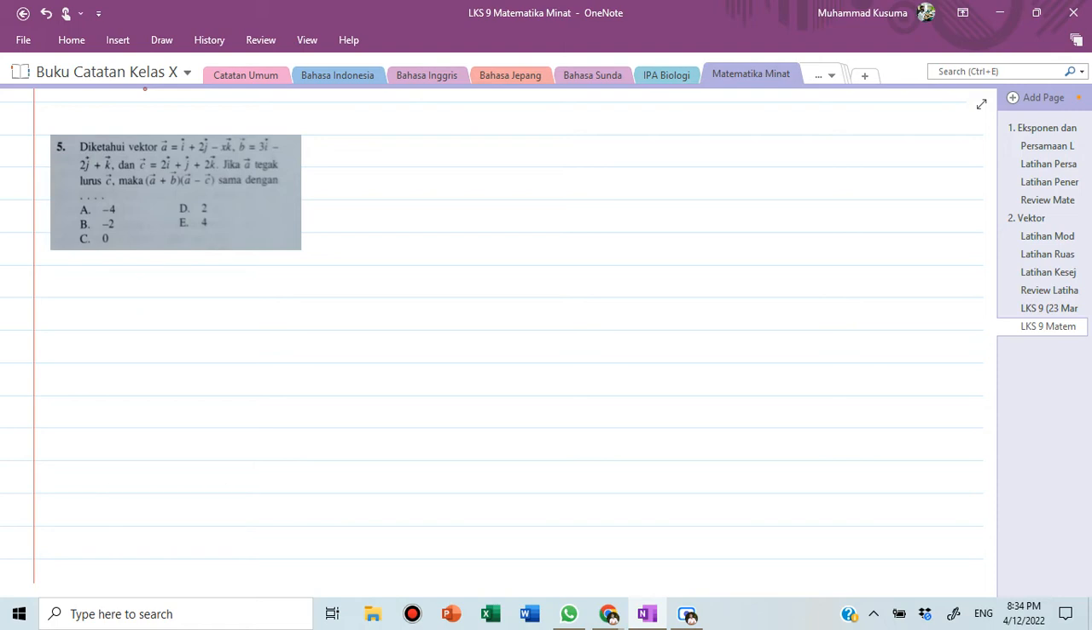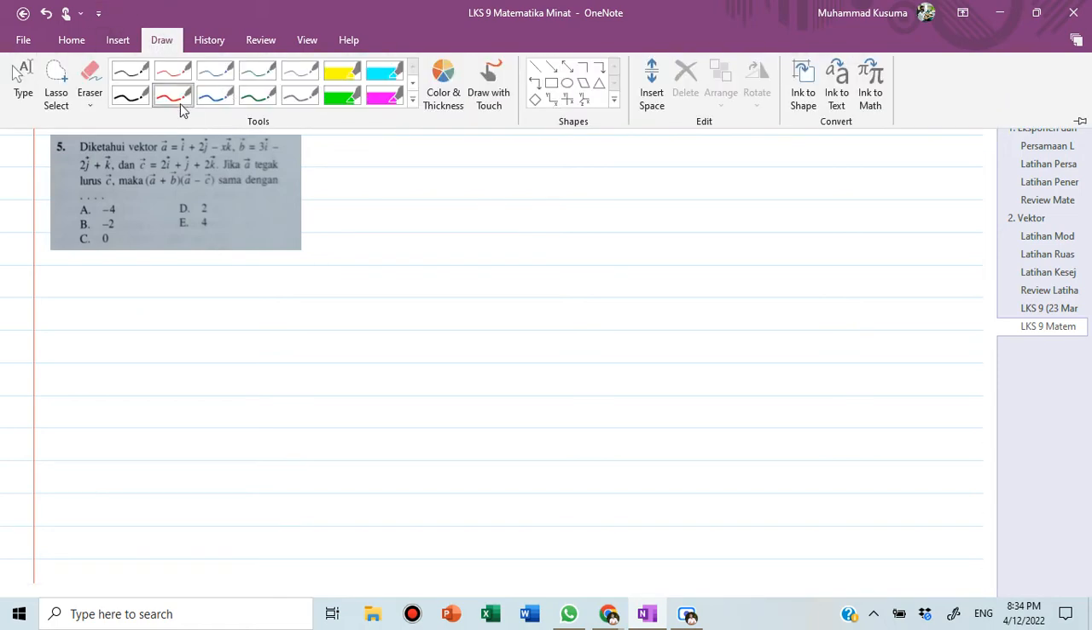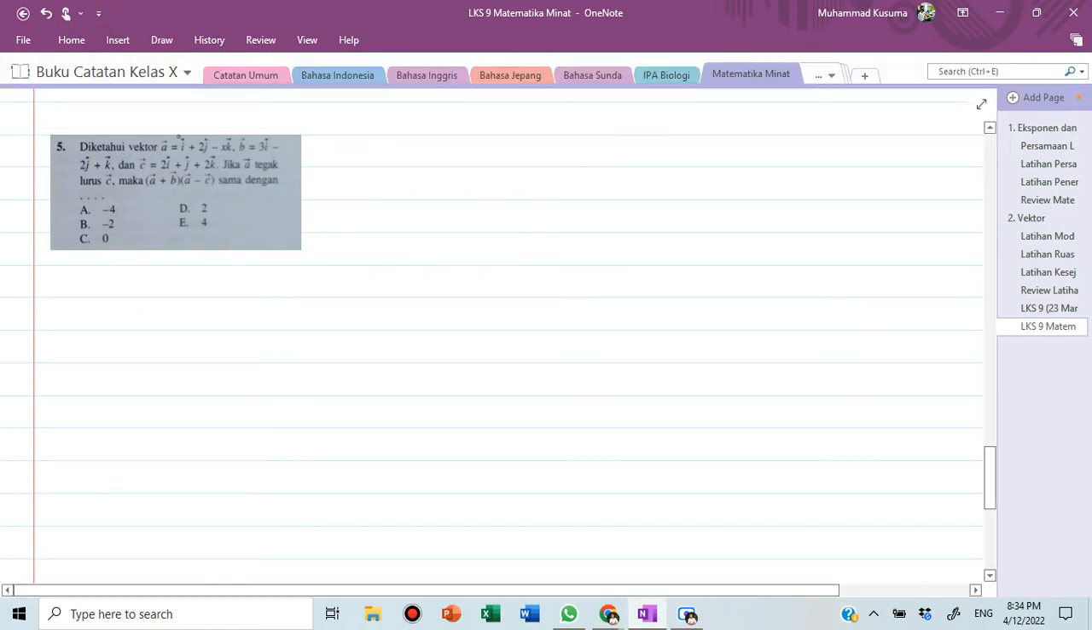Okay, so let's start. Given that vector a is equal to i plus 2j minus xk, given that vector b is equal to 3i minus 2j plus k, and given that vector c is equal to 2i plus j plus 2k. So the notation of the vector is using the unit vector.